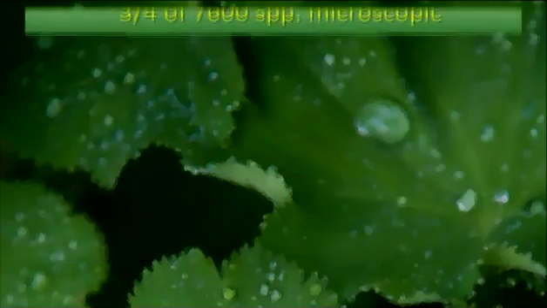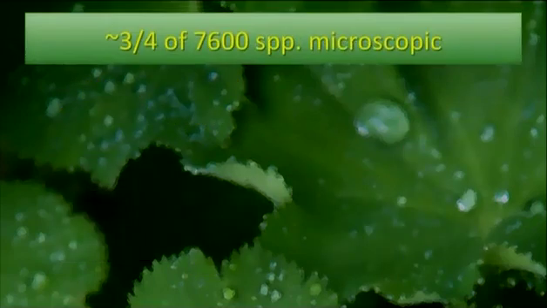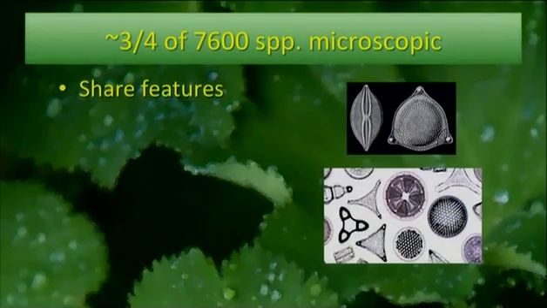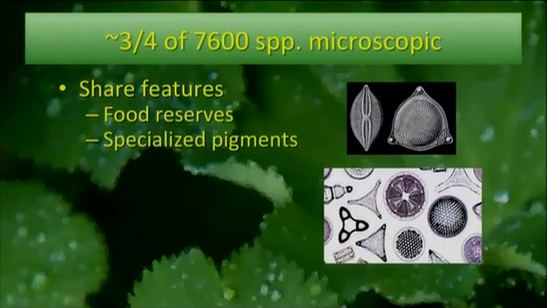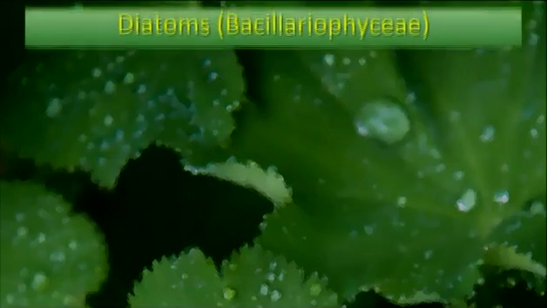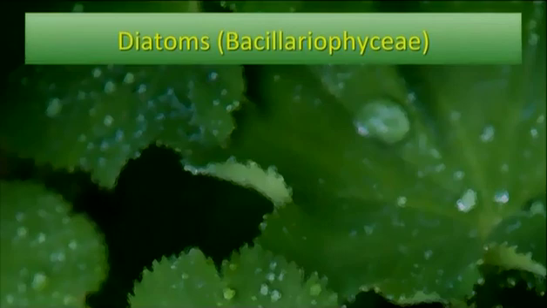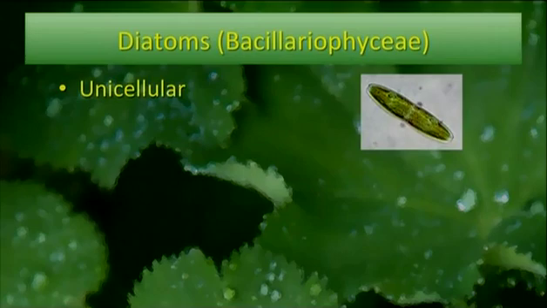So for the phylum Chromophyta, about 3/4 of 7,600 species are microscopic, and the features that they share is that their food reserves are the same, either oils or xanthins, okay, fucoxanthins. They have specialized pigments, fucoxanthins, okay, and they can be unicellular, like the diatoms. So the diatoms are unicellular. Okay, here's a nice picture of a diatom. Okay, you can see the transparent cell wall.